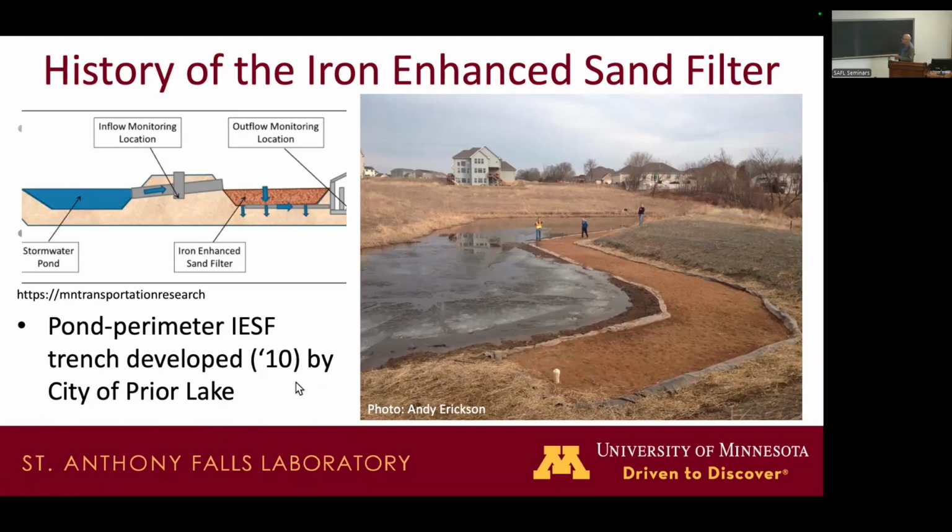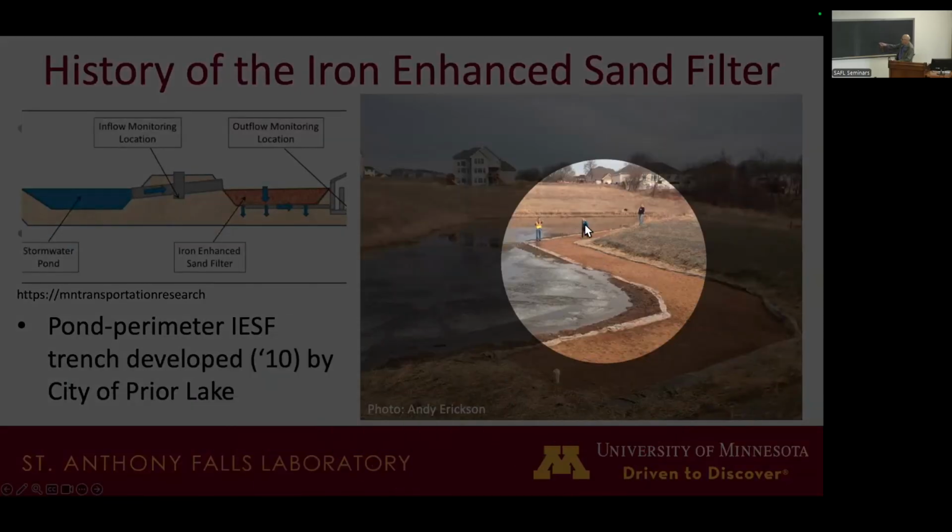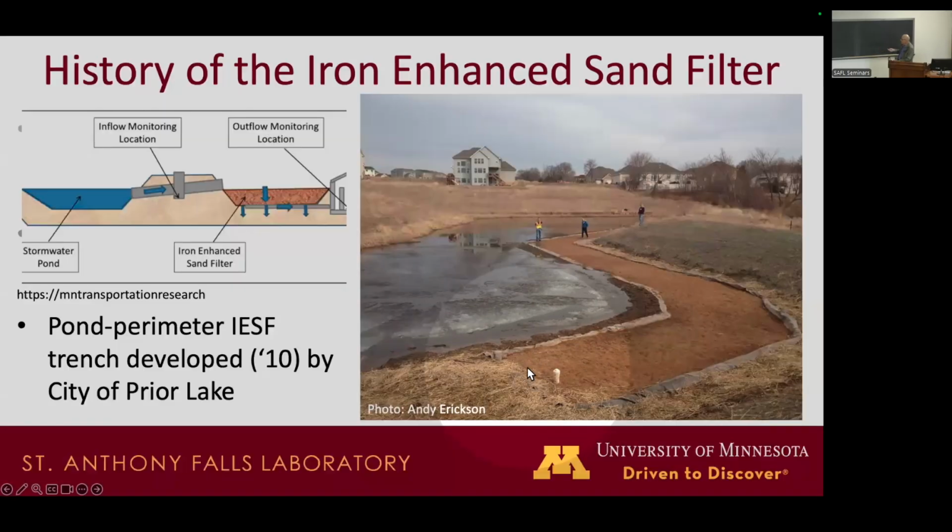Now, a pond perimeter IESF was developed in 2010 by Ross Bittner, who was at the city of Prior Lake at the time. And the idea there is that you put it in at the edge of a pond. Here it is, the edge of this pond here. And so you put it in at the edge of the pond, and then the water goes through. The pond rises up when you have a rainstorm. The water goes through the iron-enhanced sand filter and out the underdrain.